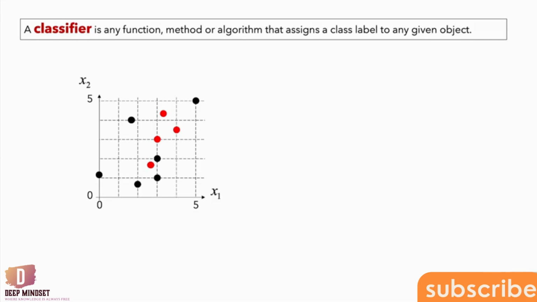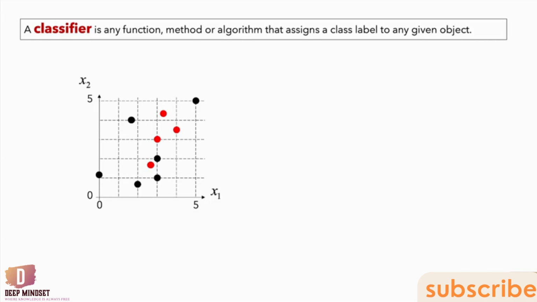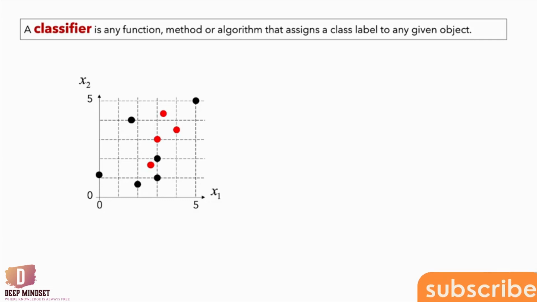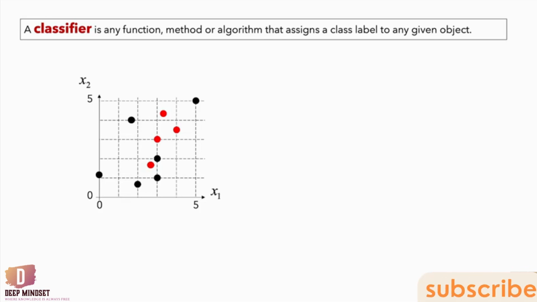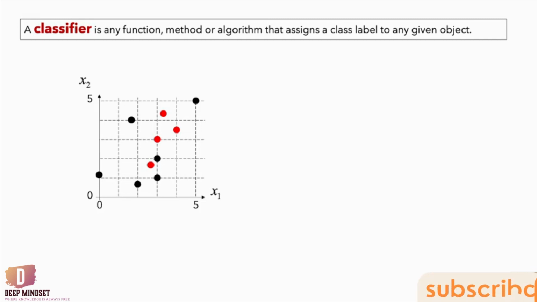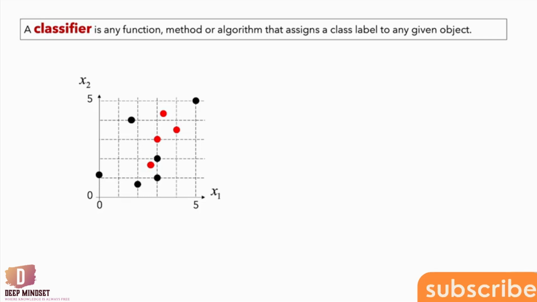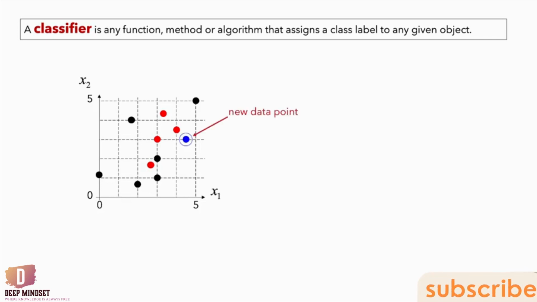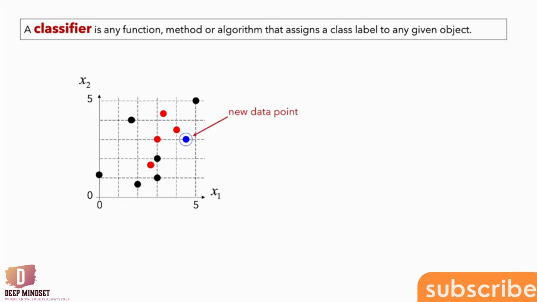So let's have a look at this example. First of all, a classifier is any function, method, or algorithm that assigns a class label to any given object. In this example, we got two classes, the points in black and the points in red. And we want somehow to be able to distinguish between the two and predict for any new point if it's class black or class red. So we got this new data point. Should it be red or black? That's the question.